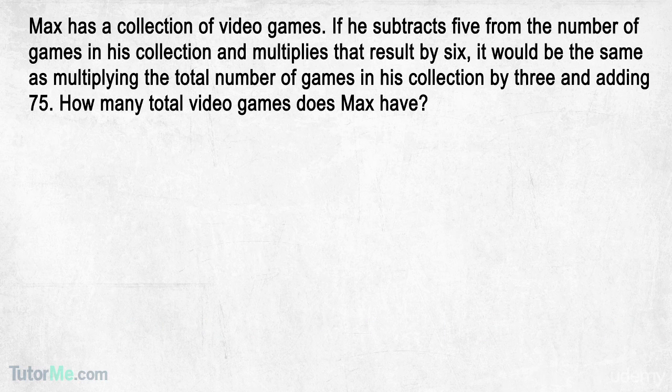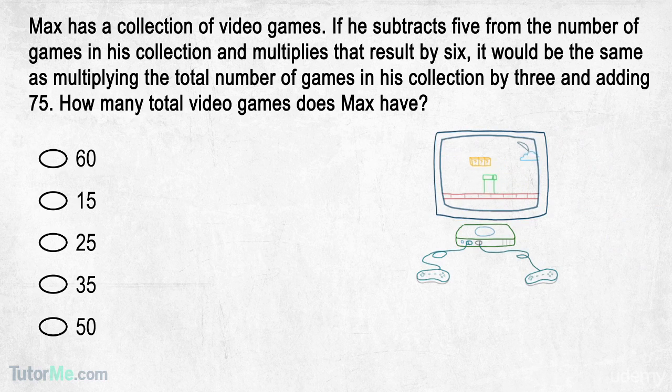Max has a collection of video games. If he subtracts 5 from the number of games in his collection and multiplies that result by 6, it would be the same as multiplying the total number of games in his collection by 3 and adding 75. How many total video games does Max have? Let's break down the information we're given in the problem and set up an equation. x, the value we're trying to find, is how many total video games Max has in his collection. We know that if we subtract 5 from x and multiply it by 6, it is equal to 3 times the amount of x plus 75.